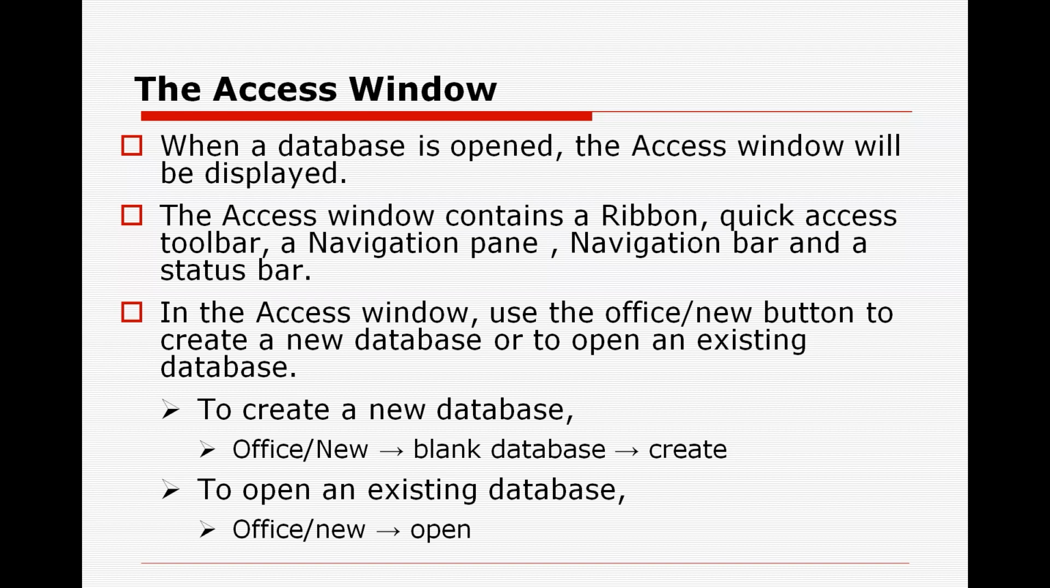Then you can go to the Office button or the new tab. In new versions you have the new tab, and in older versions you have the Office button. Then you can click blank database and create. Then you will create an Access file that is going to be your database. You can give it a name, just like when you create a Word file, an Excel file, or a PowerPoint file. Same here, you can create an Access file. The Access file will be the database.